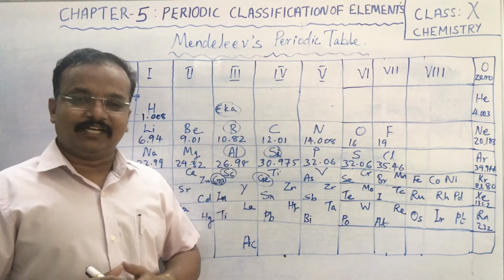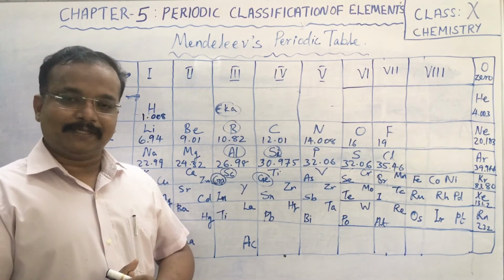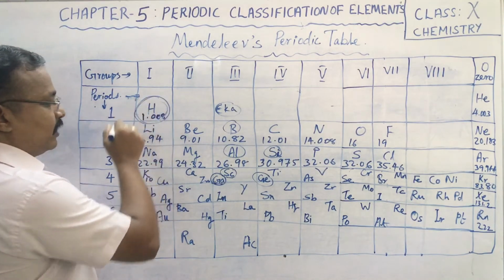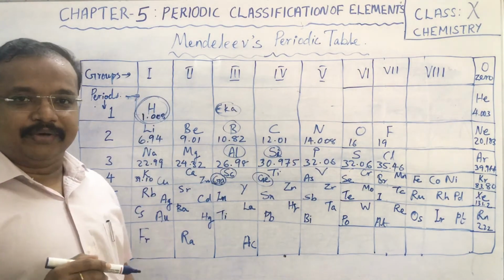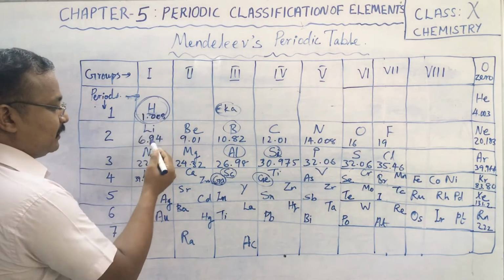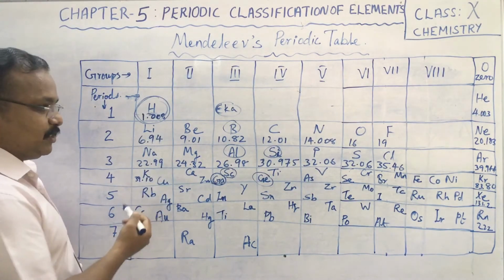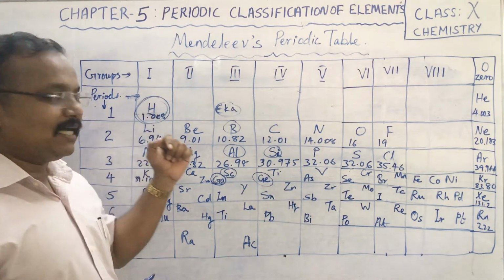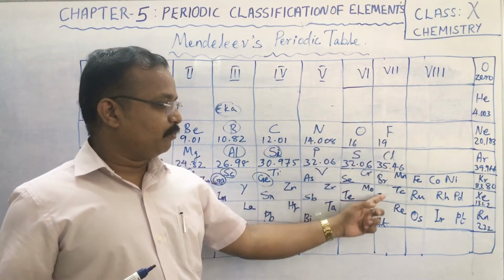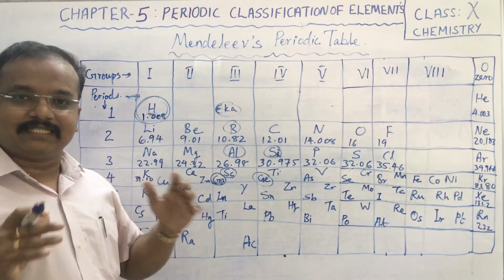Now children, let's study the demerits of Mendeleev's periodic table. The first one is the position of hydrogen in the periodic table. Even though hydrogen is a non-metal, it is placed along with the alkali metals like lithium, sodium, potassium, rubidium, cesium, and hydrogen has some properties like the halogens fluorine, chlorine, bromine, iodine. So the position of hydrogen is a question mark.